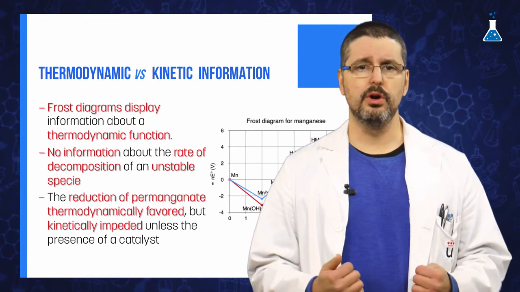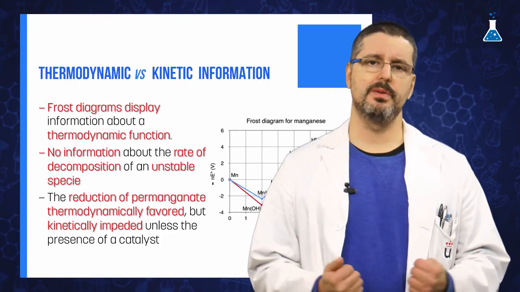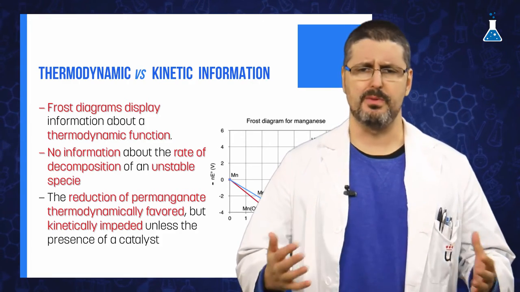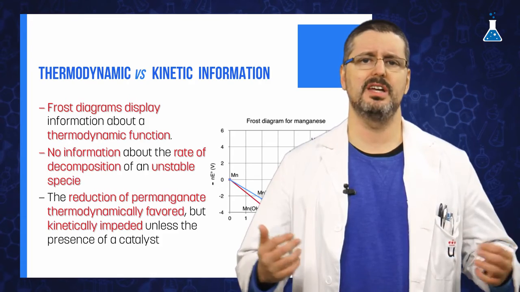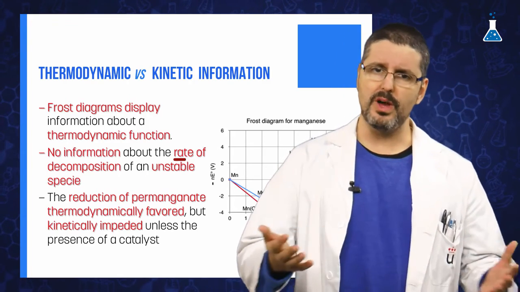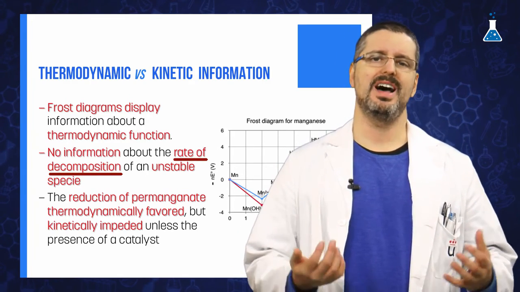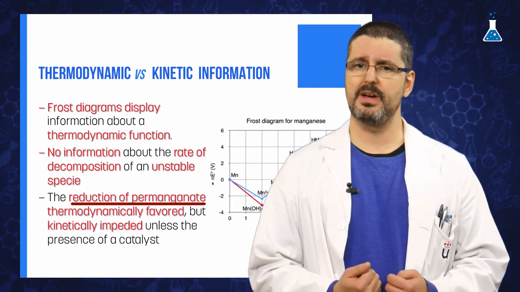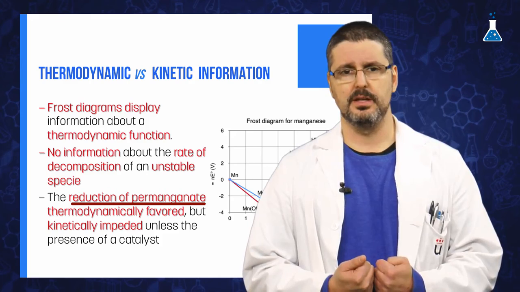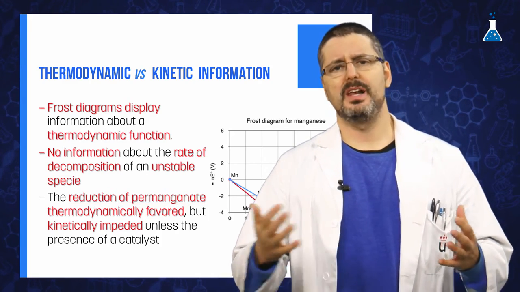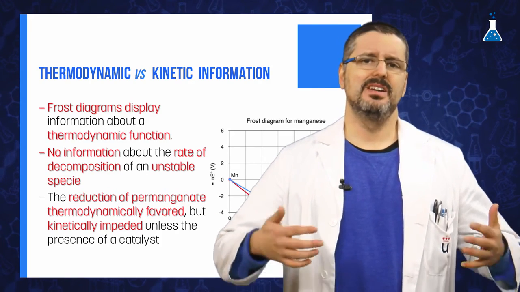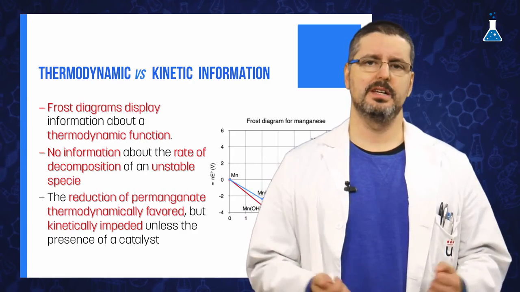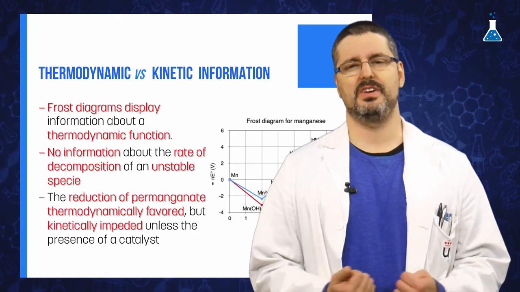Finally, it is important to know that the Frost diagram displays information about the thermodynamic function, but it doesn't contain any information about the rate of decomposition of a particular unstable species. This aspect is very clear in the reduction of permanganate to a lower oxidation state, which is thermodynamically favored but is kinetically not favored unless it is in the presence of a catalyst.